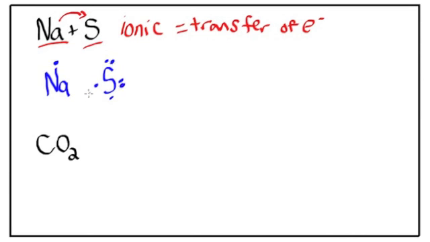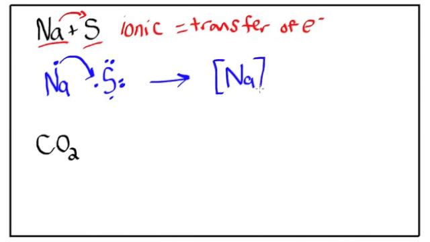I've got to figure out the arrangement. What's the best thing to do? Well, obviously sodium doesn't want to gain electrons. It wants to lose that one so that it has a full outer shell. So it gives 1 to this sodium. That means that that sodium now has lost all of its valence electrons and is happy.